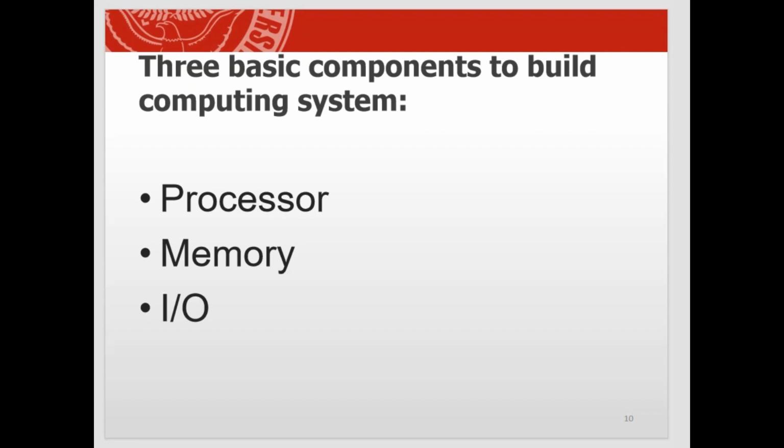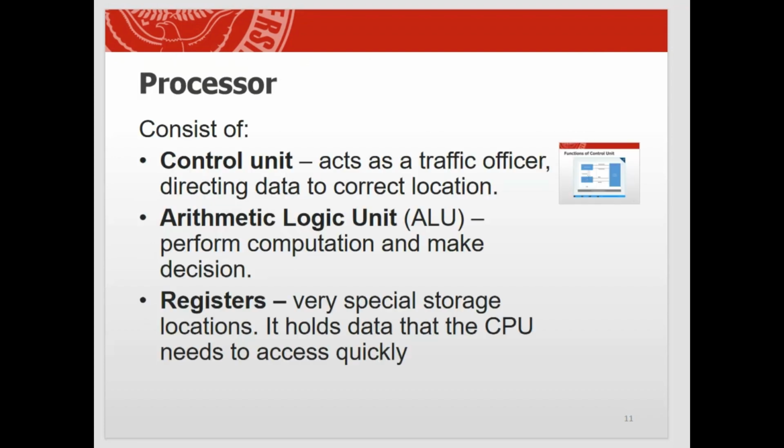Now let's discuss each of these basic components further. Starting with the processor. So a processor actually consists of the following: we have the control unit, the arithmetic logic unit, and the registers. Ang control unit naman, ang ginagawa niya is it acts as a traffic enforcer. Kumbaga siya yung nagdadirect ng data to the correct location. Or di kaya si control unit, siya yung manager ng computer, kasi siya yung nagko-control sa complete flow or workflow of the CPU.